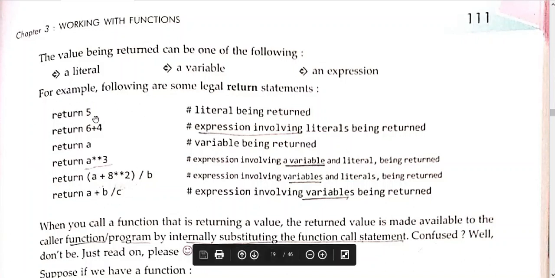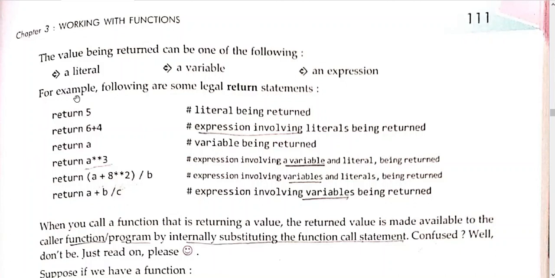If you are going to return a literal like this, 5 will be returned here, 10 will be returned here, the value of a will be returned here, the value of a raised to power 3 will be returned here; the expression will be solved first, then the value will be returned. Similar is the case here. So there are three types of variations that a return statement may support: a literal, a variable, or an expression.